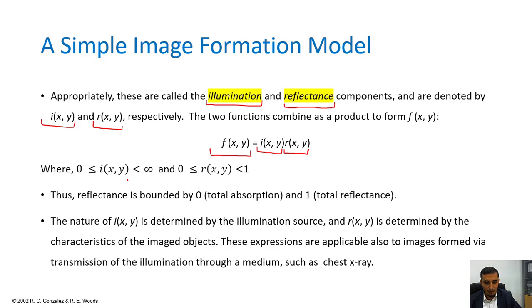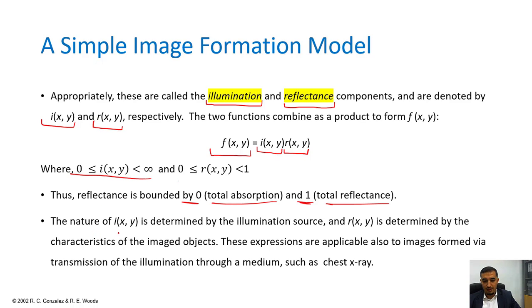Keep in mind that the illumination will have a value between 0 and infinity, and the reflection will have a value between 0 and 1. So at the end of the day, whatever your number is will always be between 0 and 1. Thus the reflection is bounded by 0 for total absorption and 1 for total reflectance.